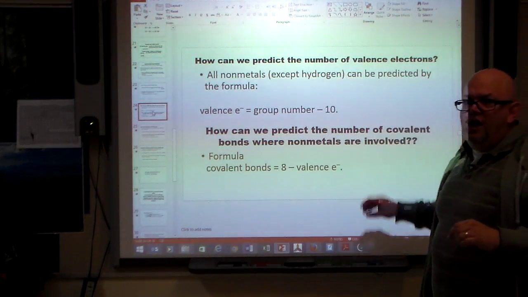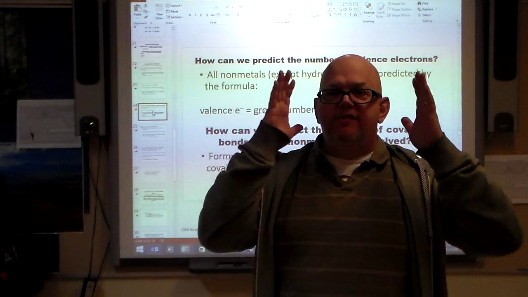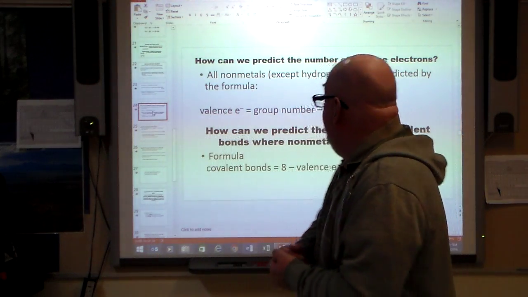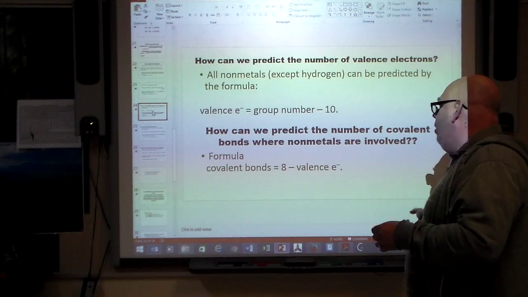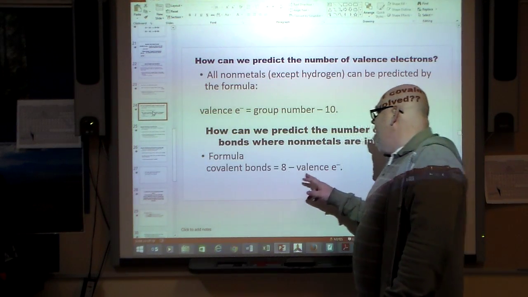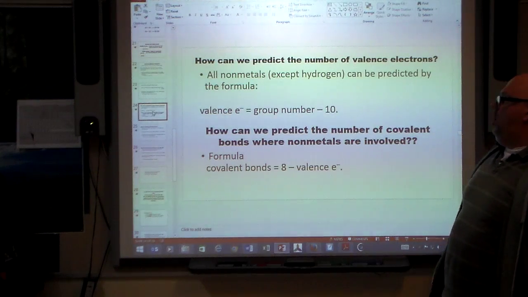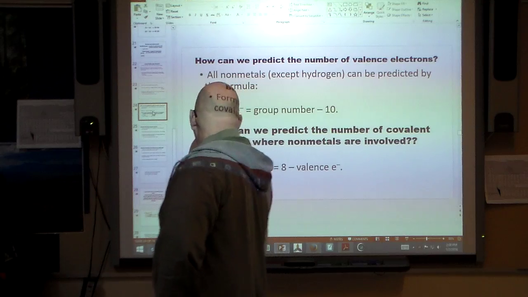And again, this is for nonmetals. You cannot do this for transition metals because they have multiple personalities. Now, how can we predict the number of covalent bonds where the nonmetals are? Formula: covalent bonds is equal to 8 minus the valence electrons. Now, we're looking at the number of bonds here.